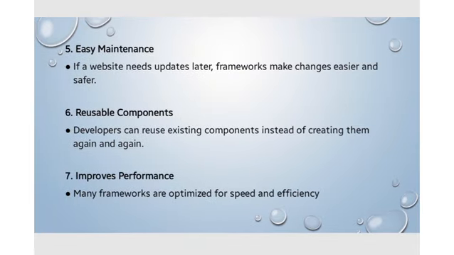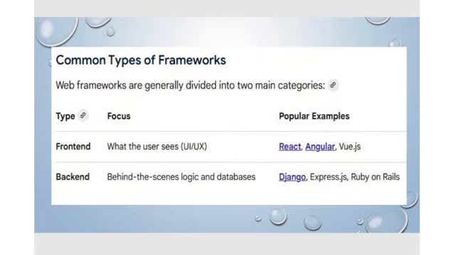The fifth one is easy maintenance. If a website needs updates later, frameworks make changes easier and safer. The next one is reusable components. Developers can reuse existing components instead of creating them again and again. The last one is improved performance. Many frameworks are optimized for speed and efficiency. Now we can move on to the common types of frameworks.